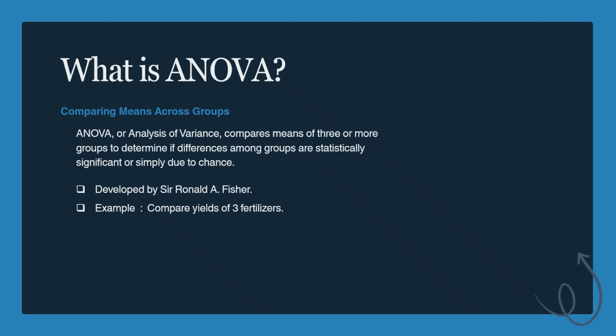What is ANOVA? ANOVA stands for Analysis of Variance. It is a statistical technique used to compare the means of three or more groups. It helps us to understand whether the difference among these means is significant or just due to random chance. The concept was developed by Sir Ronald A. Fisher. For example, ANOVA can be used to compare the average yield of crops using three different fertilizers.